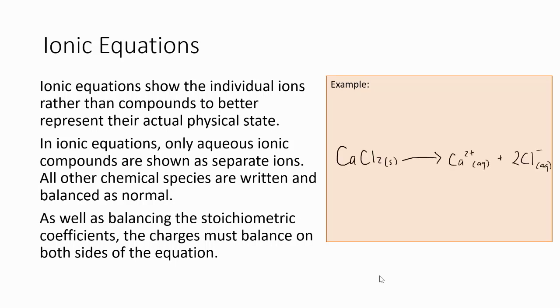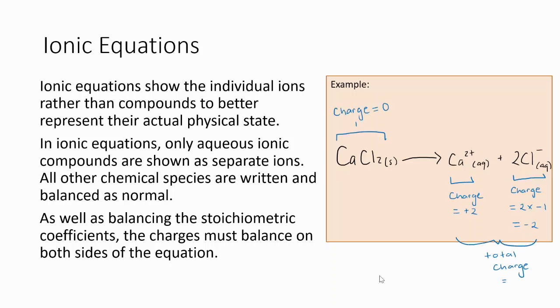Here we have calcium chloride dissolving. So it goes from a solid to its aqueous state. And so as an ionic equation, we have separated the calcium ions and the chloride ions. On this side, the charge is equal to 0 because it's a solid, so there are no ions here. So we'll just check that on this side we have the same thing. The charge of the calcium is +2, and we've only got one of them. The charge on the chloride ions is -1, and we have 2 of them. So the total charge on the right-hand side is 0, which is equal to the left-hand side.